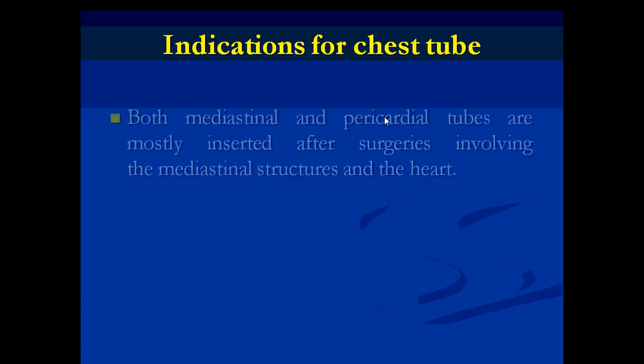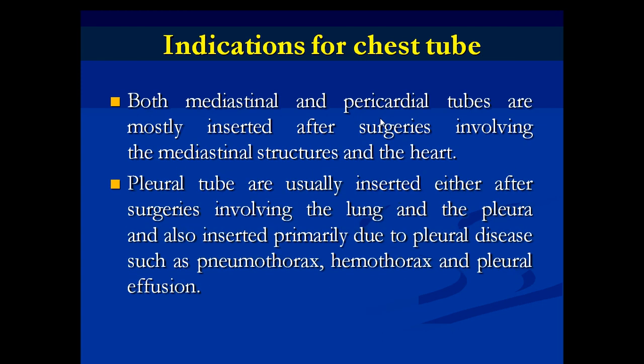Indications for chest tube. Both mediastinal and pericardial tubes are mostly inserted after surgeries involving the mediastinal structures and the heart, as we mentioned before. Pleural tubes are usually inserted either after surgeries involving the lung and the pleura, and also inserted primarily due to pleural disease such as pneumothorax, hemothorax, and any type of pleural effusion like chylothorax or empyema.